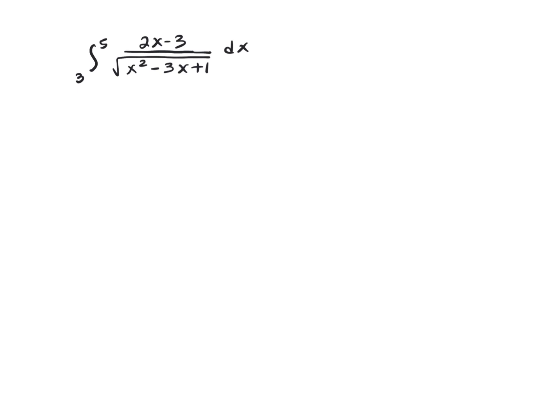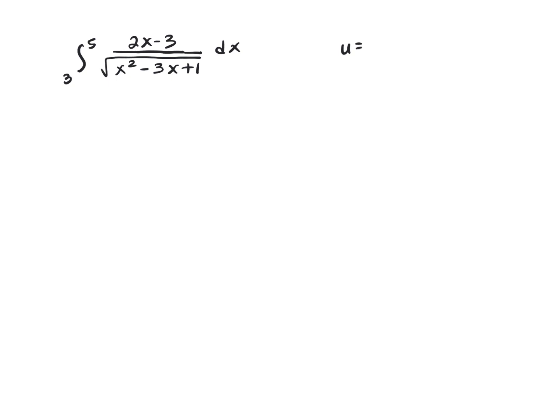Let's integrate the integral from 3 to 5 of (2x minus 3) divided by the square root of (x squared minus 3x plus 1) dx. Now, if you note the denominator is x squared minus 3x plus 1, and if you take that derivative, you end up getting 2x minus 3. So we can solve this with a u substitution.